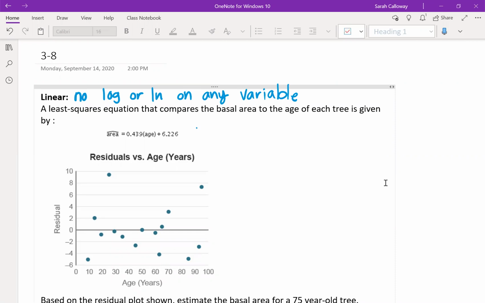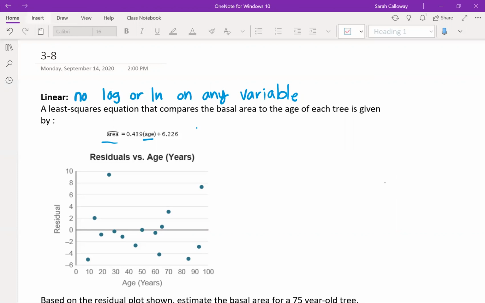One way that I know data is linear is if I look at the equations or the residuals or the computer output and there's no log or ln on any of the variables. They're just the variables, in this case area and age, not log of area, log of age, ln of area, or ln of age. That tells us we're looking at a linear model.